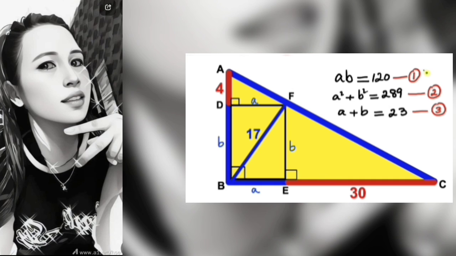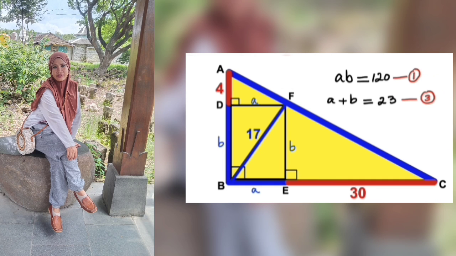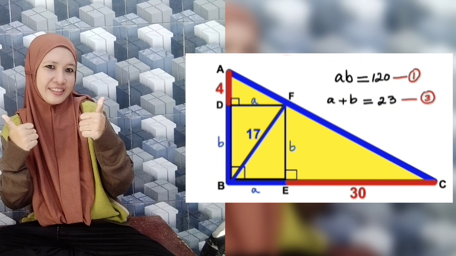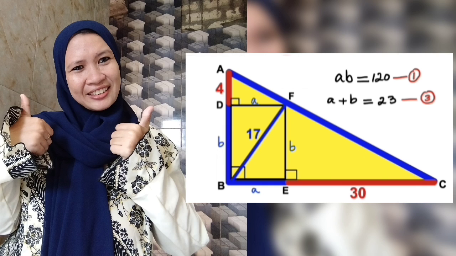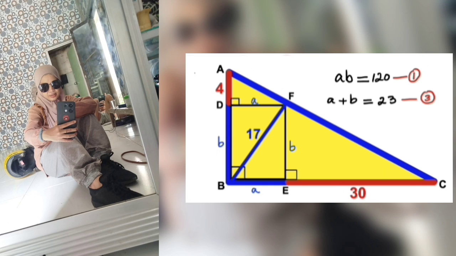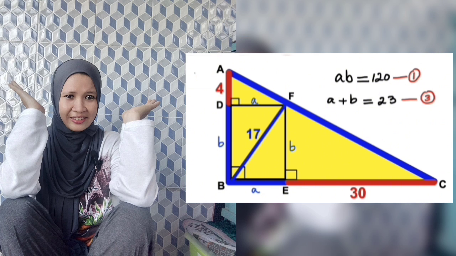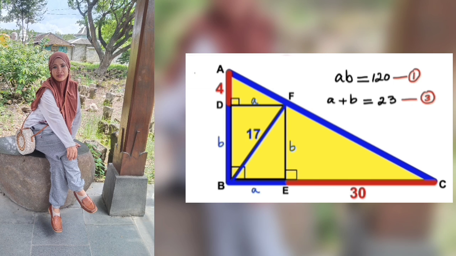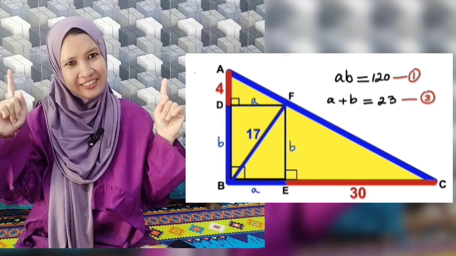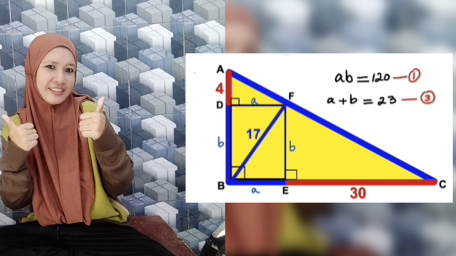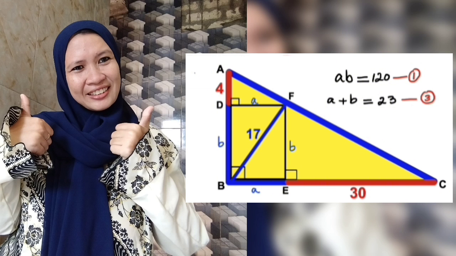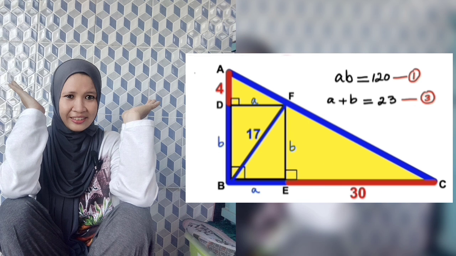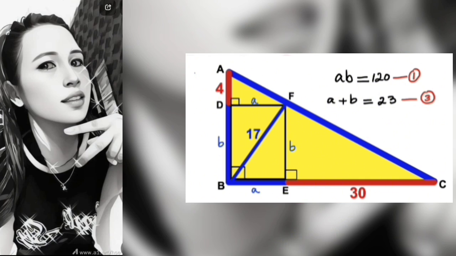So thus we have ended up with these 3 equations. And here I have copied down this equation 3, a plus b equals 23, and this equation 1, a times b equals 120. And here we can see this represents the sum and this represents the product. And now let's recall Vieta's formula for this quadratic equation: x square minus the sum times x plus the product is equal to 0. And in our case, our sum is 23, whereas the product is 120.